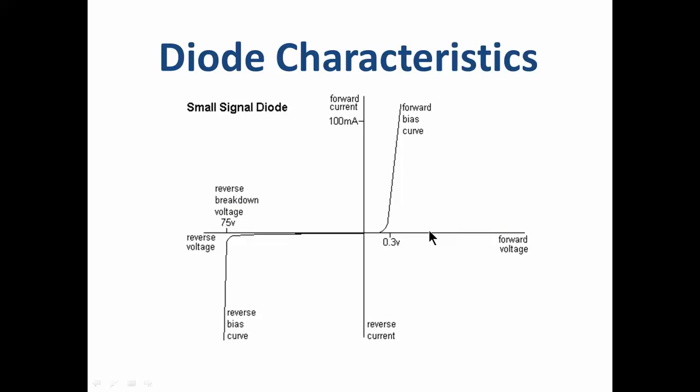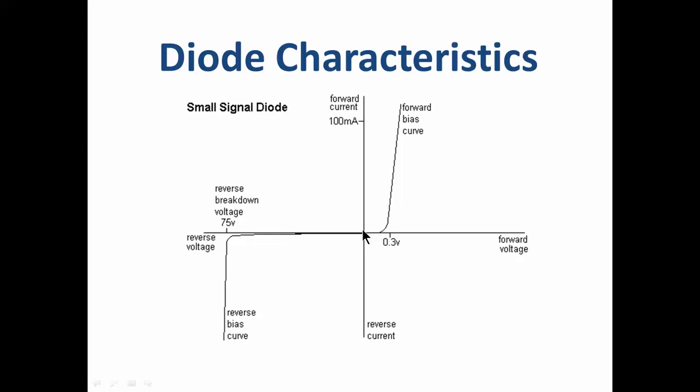Now this is the characteristic curve of a small signal diode. This is the voltage that we apply to the diode. So this is a forward voltage, making the anode positive, and this is a negative voltage, making the cathode positive. And this is the current that will flow through the diode. So what we're saying there is it's going to take up to about 0.3 volts before the diode starts to conduct. Once it starts to conduct, we'll get almost maximum current straight away. So in this case we're going up to just over 100 milliamps.